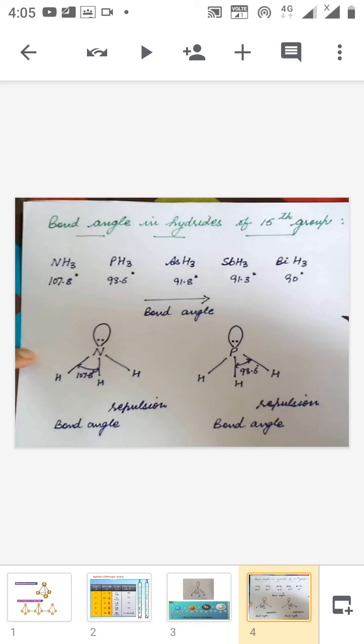This is mainly because as we come down the group, the size of the central atom increases. So the lone pair of electrons is diffused over a large area. That's why bond pair-lone pair repulsion decreases, so the bond angle also decreases.